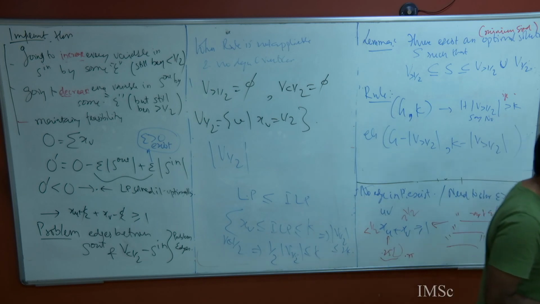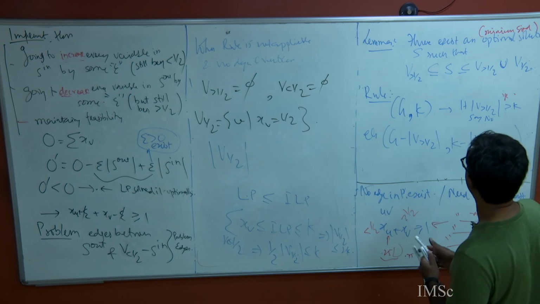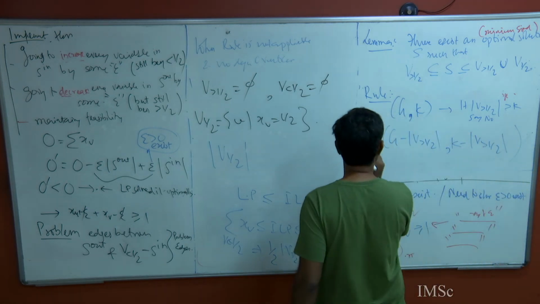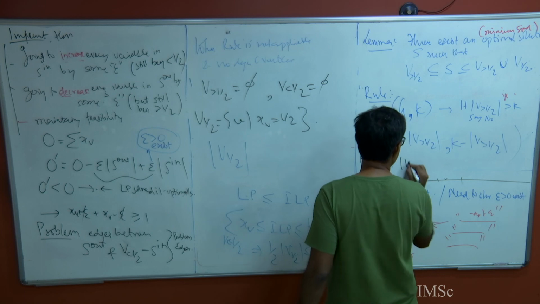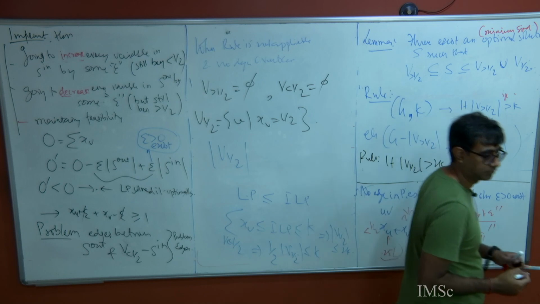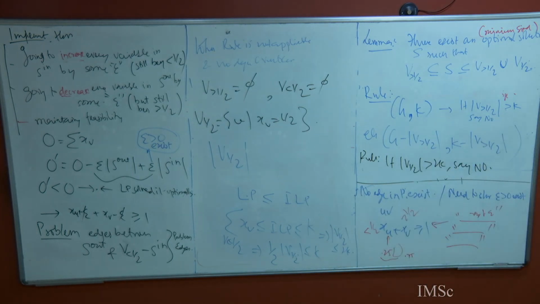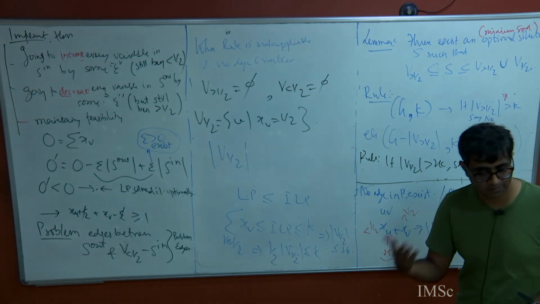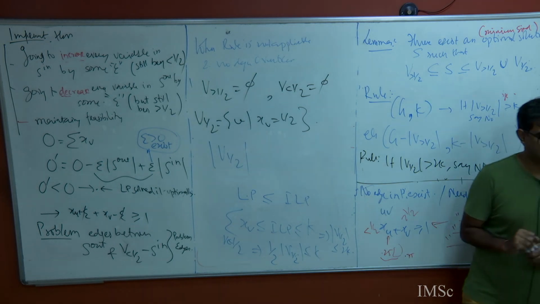Otherwise, what does it mean? If V half is more than 2k, you say no, right? So we will have another rule here. What's the rule? If V half is more than 2k, say no, and done. That's it. So what are we able to do? We are able to come up with a kernel for vertex cover with size 2k, with the number of vertices being 2k and the number of edges being order k square. And we will prove at some point that the number of edges we can't reduce.